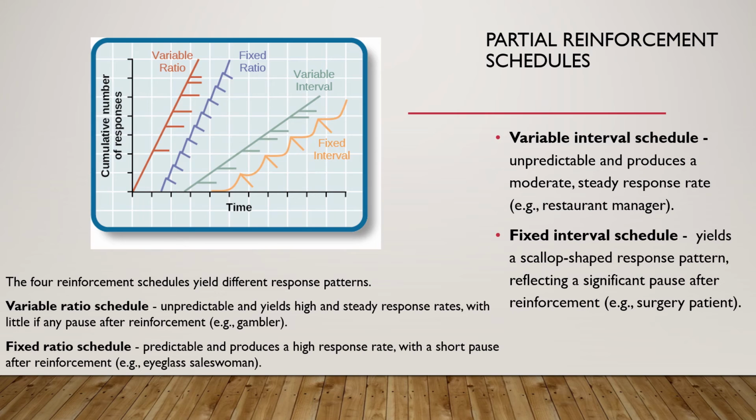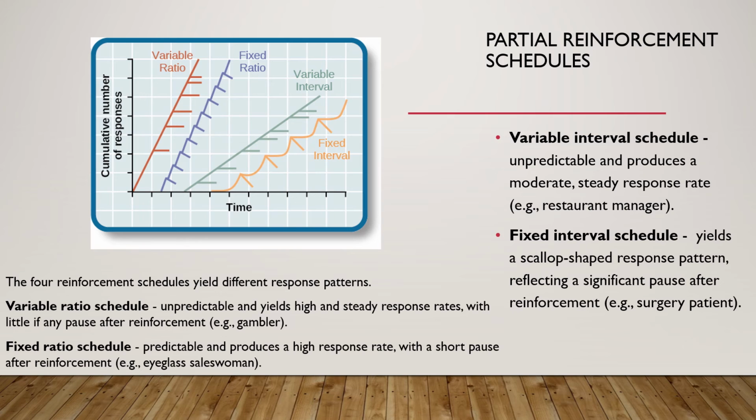If we look at the one where the cumulative number of responses is highest, that's the variable ratio. You'll see here the person is getting reinforced where that line is, and their behavior continues. There's not any real drop-off. And it's very unpredictable. You see these lines are at differing distances from one another because it's unpredictable.